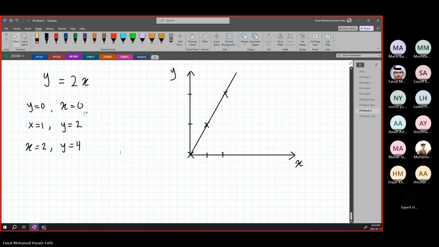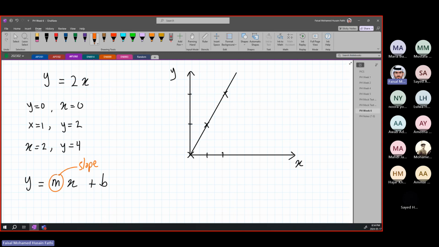Okay? So now, what is the slope here? The slope, remember, our general line equation is y is equal to mx plus b, where m is our slope. Right? If you remember from Math 1, basic drawing of a linear equation line. So in this case, our slope is 2. This is the slope of our line.